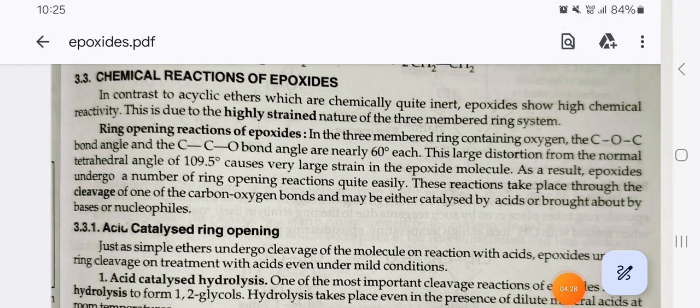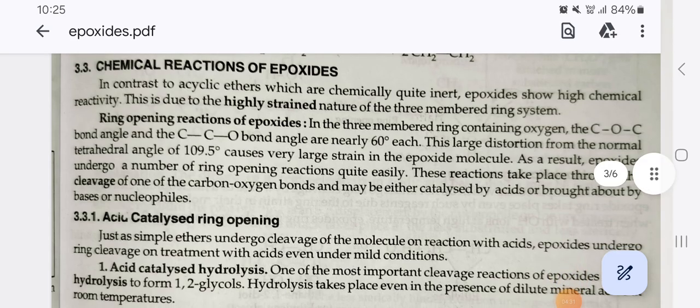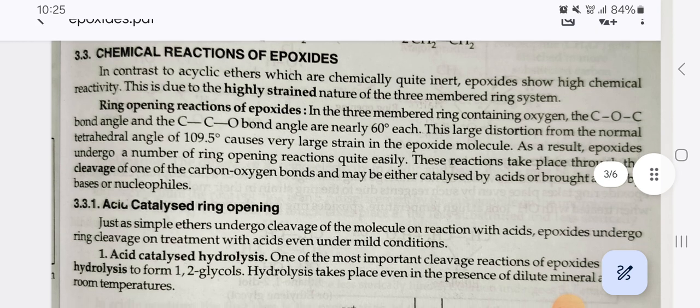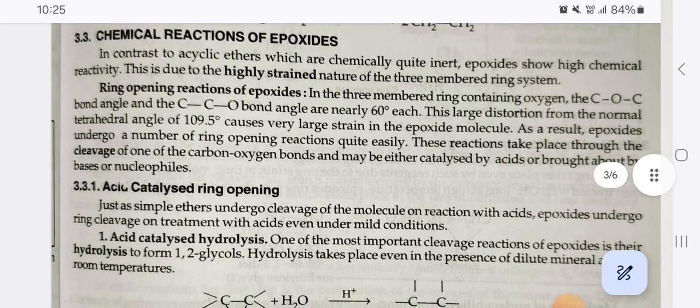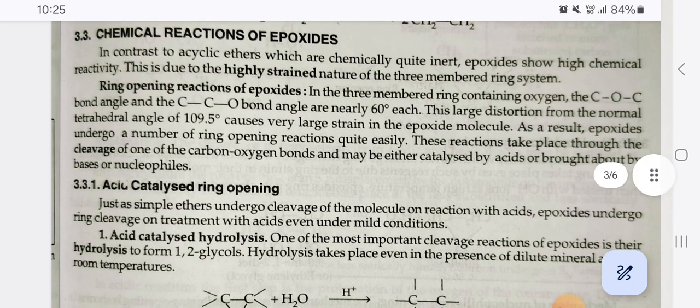Chemical reactions of epoxides. In contrast to acyclic ethers, which are chemically quite inert, epoxides show high chemical reactivity. This is due to the highly strained nature of the three-membered ring system. Ring opening reactions of epoxide.